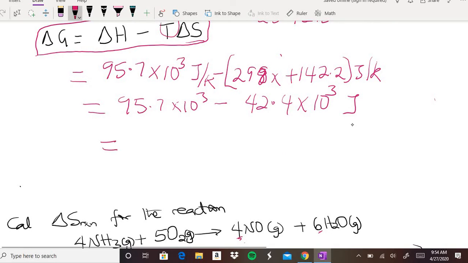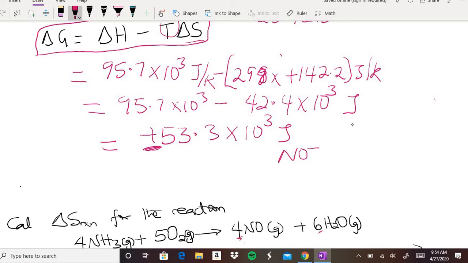So the final answer from our calculator gives us positive 53.3 times 10 to 3 joules. Because we have this positive sign here, it means our reaction is not spontaneous. Right, positive means non-spontaneous. Positive delta G.